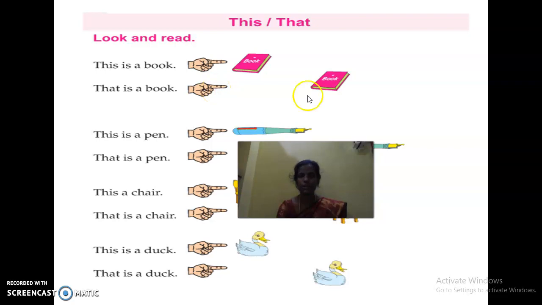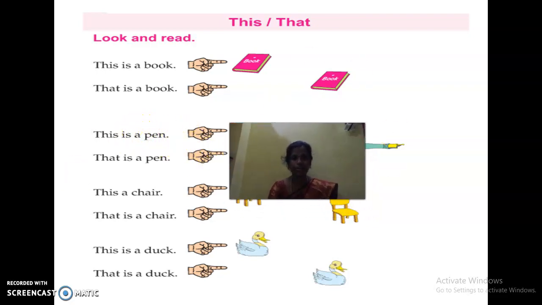The next one, look at this image. We can find some distance here. The book is far away from the person, so in that situation you have to use the demonstrative pronoun that. That is a book. Do you understand, kids? If it is near to the person, use this. If it is far away, use that. Got it?